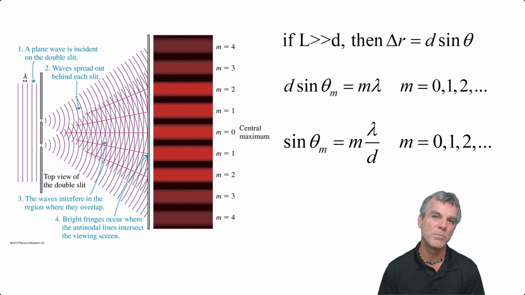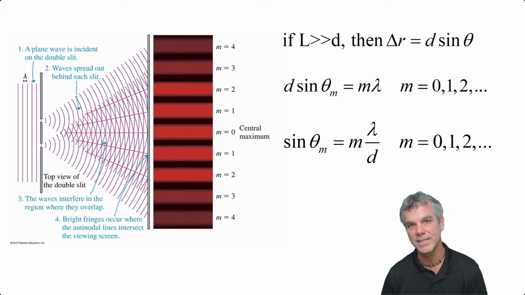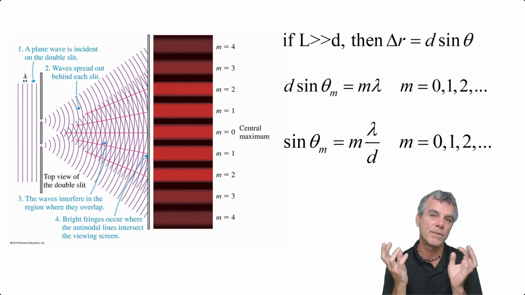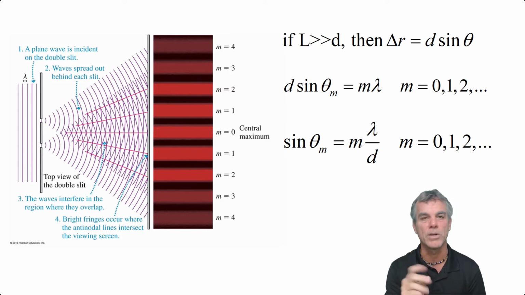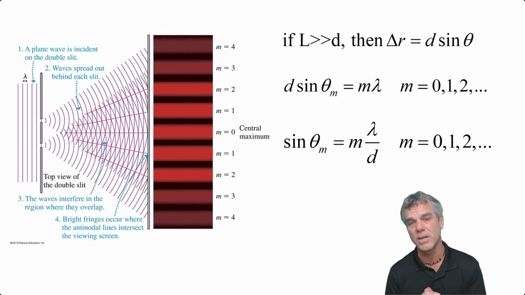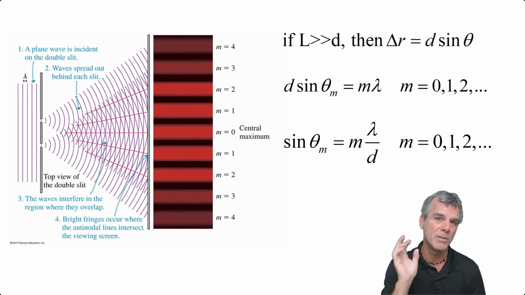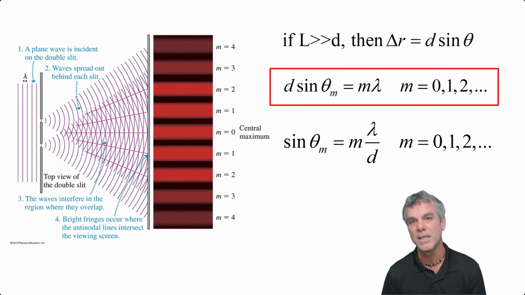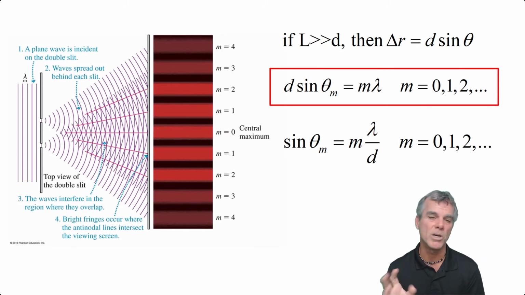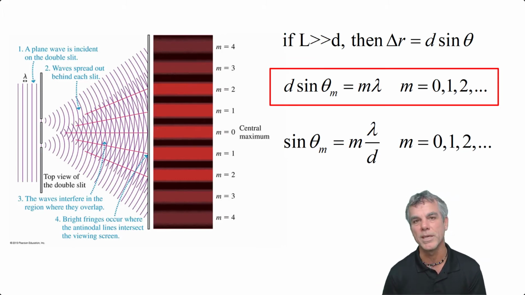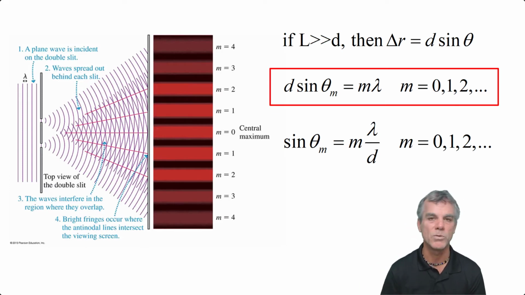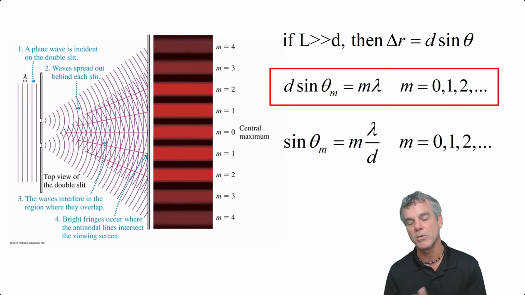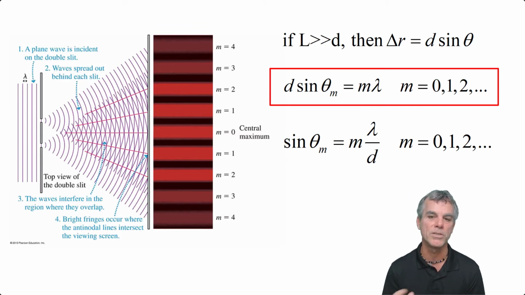Now that we know we can replace delta R with D sine theta, the condition for fully constructive interference, which will produce a bright fringe, instead of delta R equals m lambda, now becomes D sine theta equals m lambda. And we often use the subscript m with theta just to indicate the angle for different fringes. M equals 1 is the first order fringe, m equals 2 is the second order bright fringe, and so on.